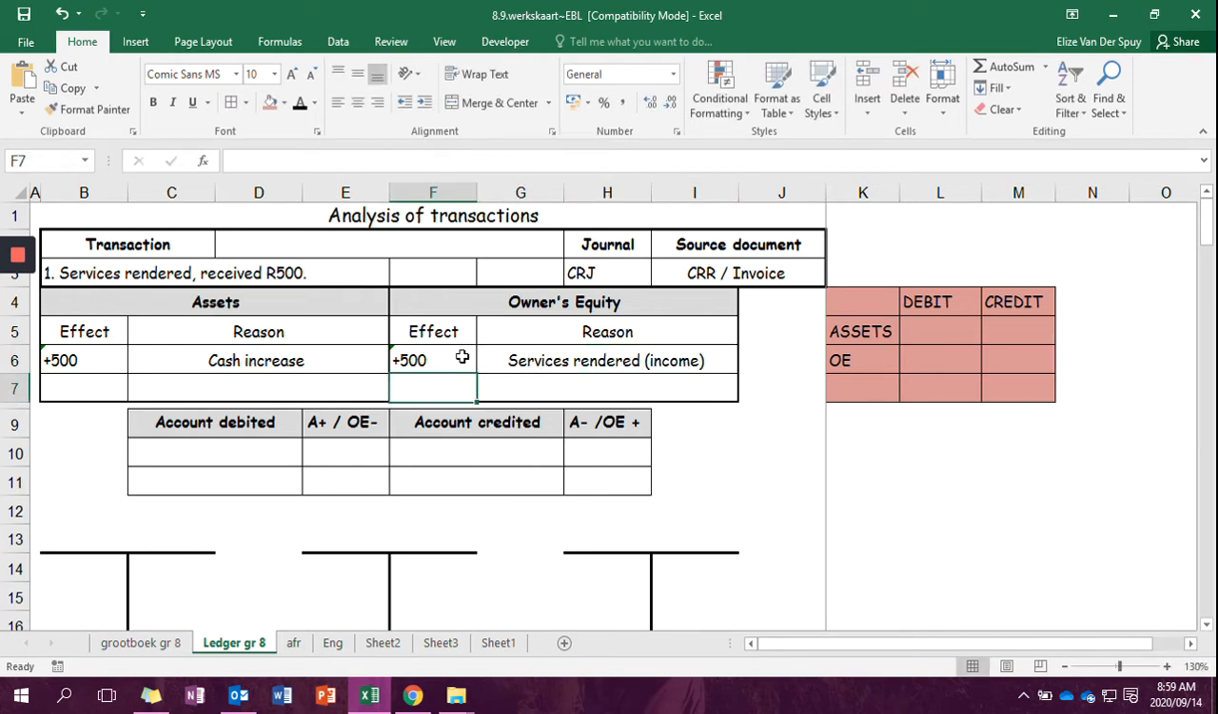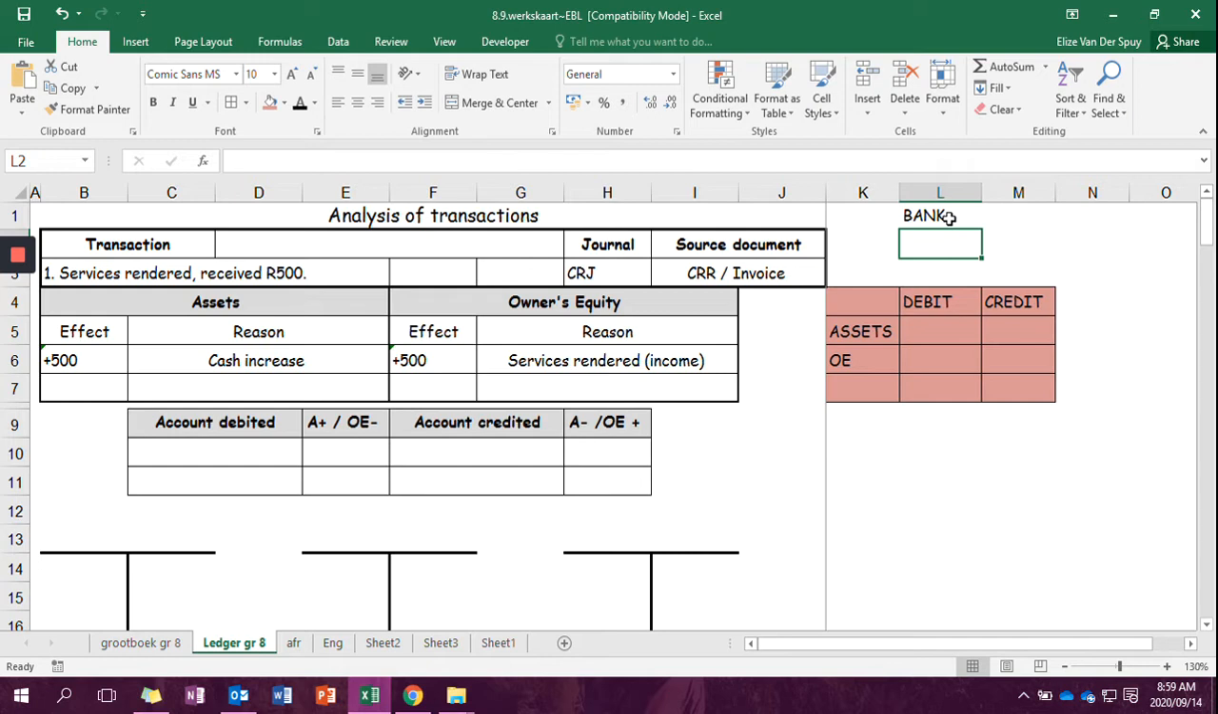Now, the important account in grade 8 is our bank account, because we know that each transaction has an influence on our bank in grade 8. So either we will receive money where our bank increases, or we will pay something or buy something where our bank decreases. So it's important for us to ask ourselves what will happen to our bank account.